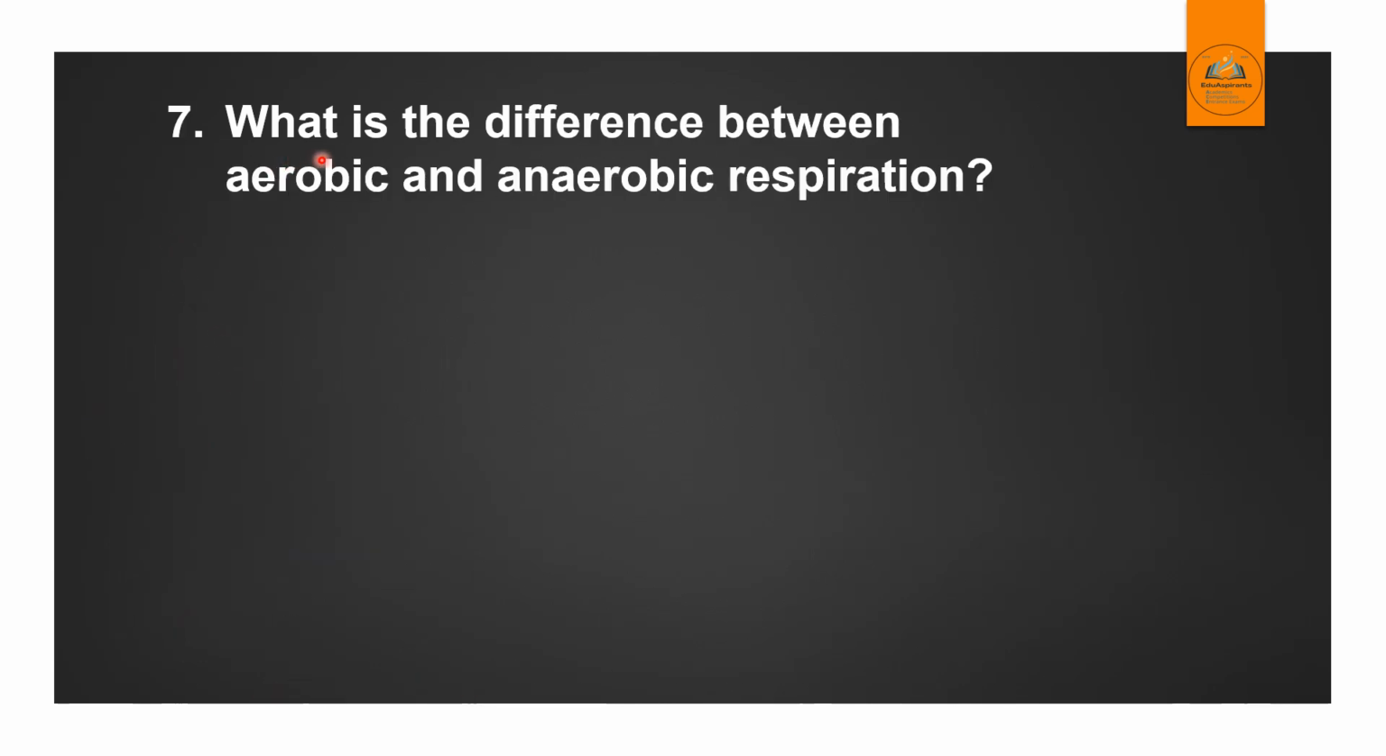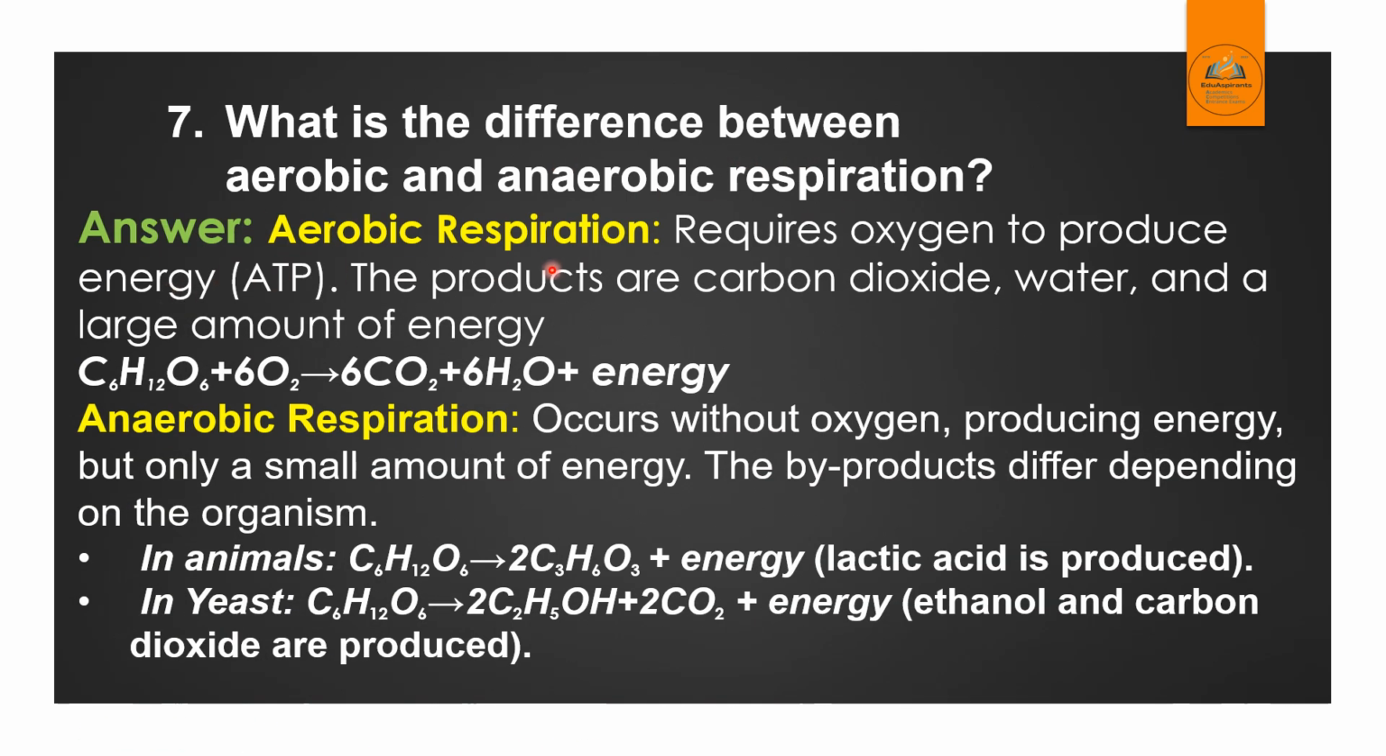7. What is the difference between aerobic and anaerobic respiration? Aerobic respiration requires oxygen to produce energy, ATP, which is adenosine triphosphate. The products are carbon dioxide, water and a large amount of energy. C6H12O6 + 6O2 gives 6CO2 + 6H2O + energy. Anaerobic respiration occurs without oxygen, producing energy, but only a small amount. The byproducts differ depending on the organism.